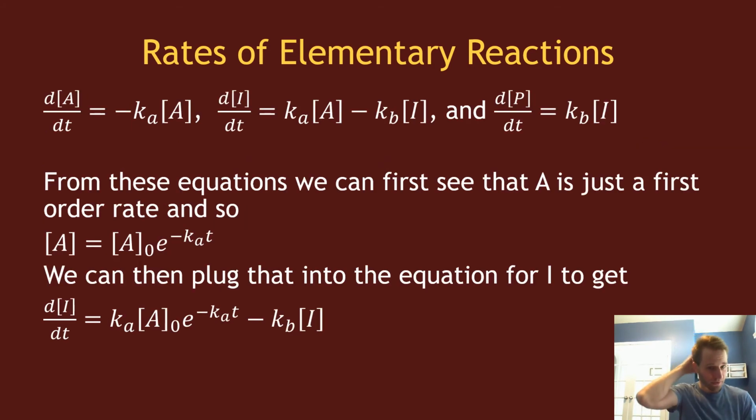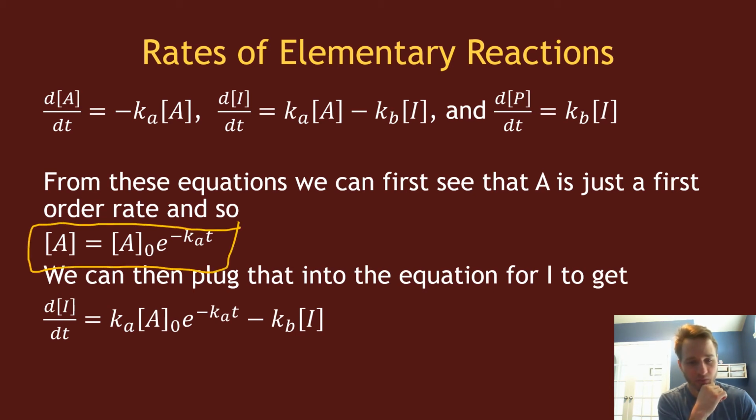So we have these equations. These are all differential equations, right? Well, we can first solve the differential equation for A. That's just a first order rate law expression, so we get our integrated rate law for first order. The concentration of A is equal to the concentration of A naught, e to the minus Ka t.